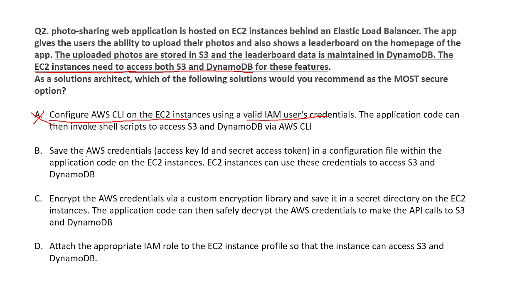Option B, save the AWS credentials, access key ID and secret key, in a configuration file within the application code on EC2. This is no. This is again out, not a potential answer. Okay, option C, encrypt the AWS credentials via a custom encryption library and save it to a secret directory. This is also out, because they are asking to encrypt the AWS credentials and then again safely decrypt the AWS credentials.